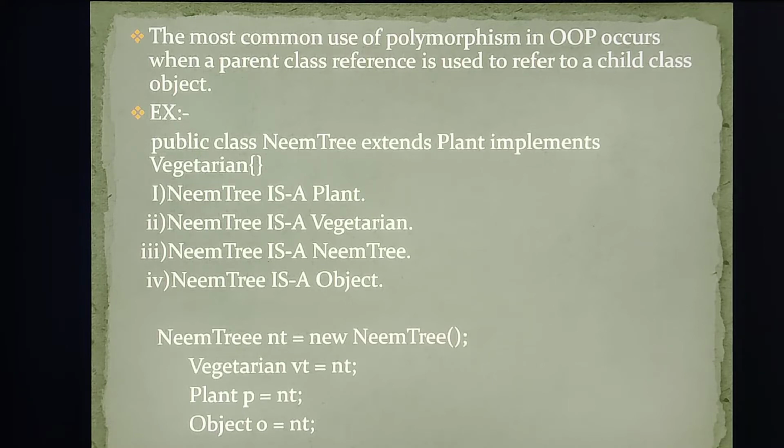So when I assign the Tree object to Vegetarian, now it got changed to Vegetarian form. When I assign nt to Plant p, then the form got changed to Plant. When I assign nt to Object, the form got changed to Object. So here the JVM will see a Vegetarian reference but Tree object, a Plant class reference but nt object, an Object class reference but nt object.